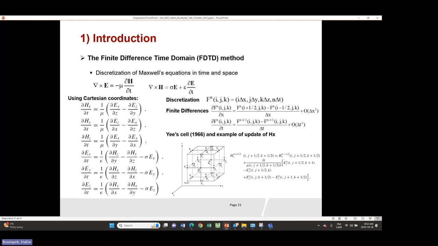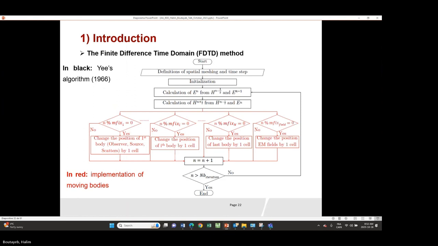And this is a Yee cell. Because of the different equations, the positions of the different electric field and magnetic field components will not be the same in one cell. Here is an example of the update of a magnetic field component. So based on this equation and using finite difference, we get all the equations for the update of the different electric and magnetic field components.